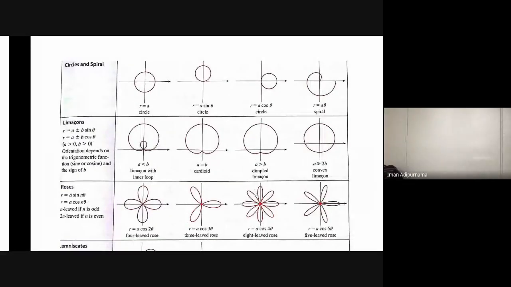Okay. Now you see the first is circle and spiral. We're done with the circle, sine, cosine, right? Sine is above, cosine is on the right. And when you have negative, you know you need to flip. And you also have a spiral if you have r equals a theta. Okay.